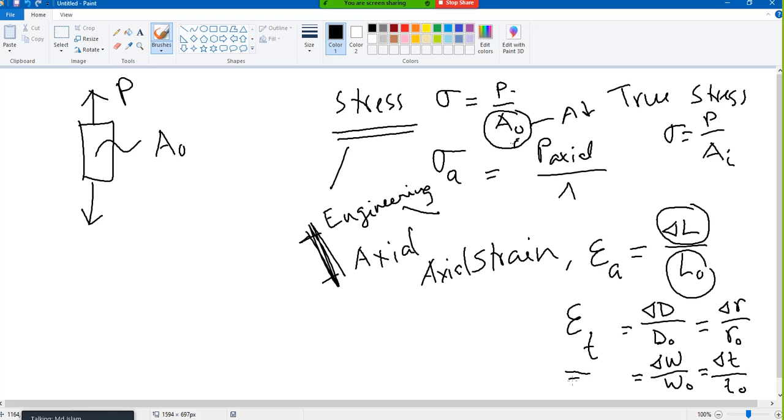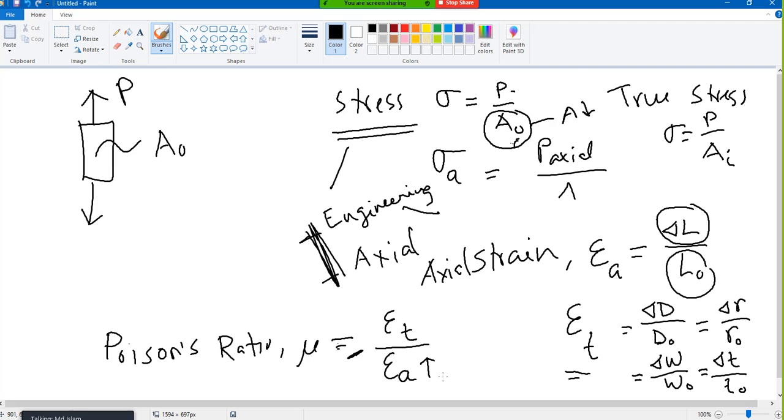So that is transverse strain. Now there is another term we call Poisson ratio. What is this? It is the ratio of lateral strain divided by axial strain, and this value will be a negative number. Why negative? Because if you pull it, the length will increase, which is a positive number, and the lateral dimension will decrease, which is a negative number. So that is for tension.